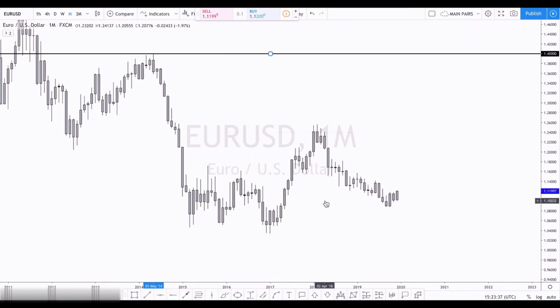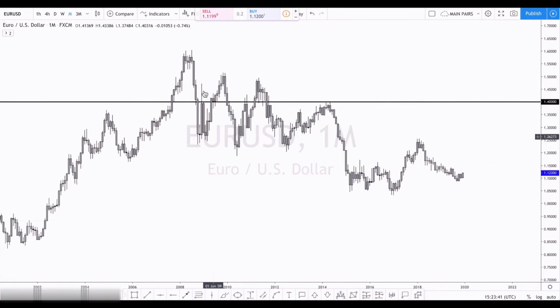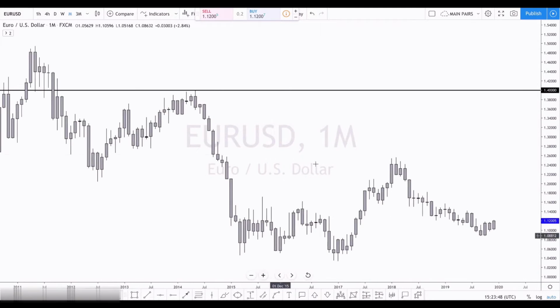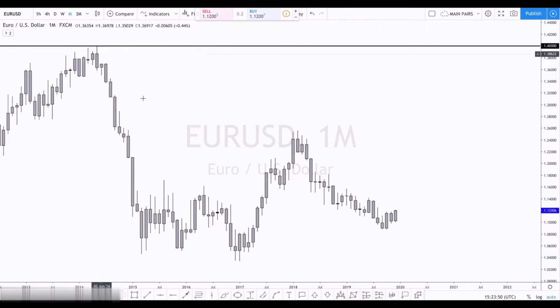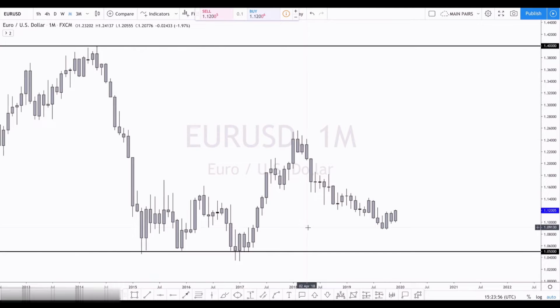So, 1.4 would be the high. You don't want to go all the way back into, say, for example, 1.6, all the way down to 0.8. You're just sticking with the most recent high and low on this time frame. So, that would just be 1.4, and the most recent low comes in at around 1.05, as you can see.